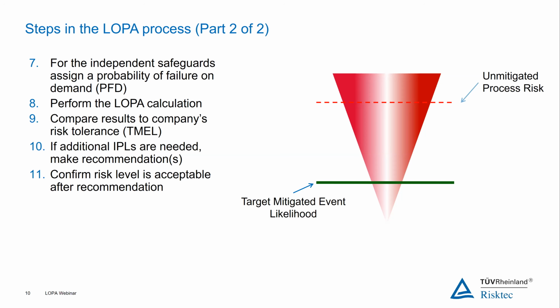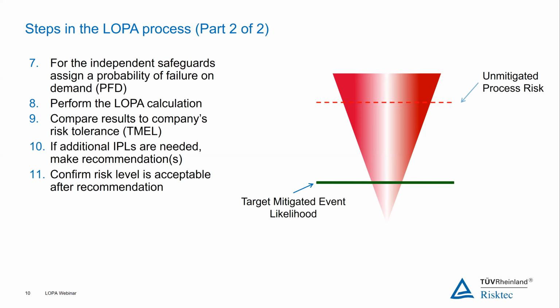So now we're at the stage where we've identified our safeguards, and we've defined which of these are truly independent protective layers. For these, we need to assign a probability of failure on demand.